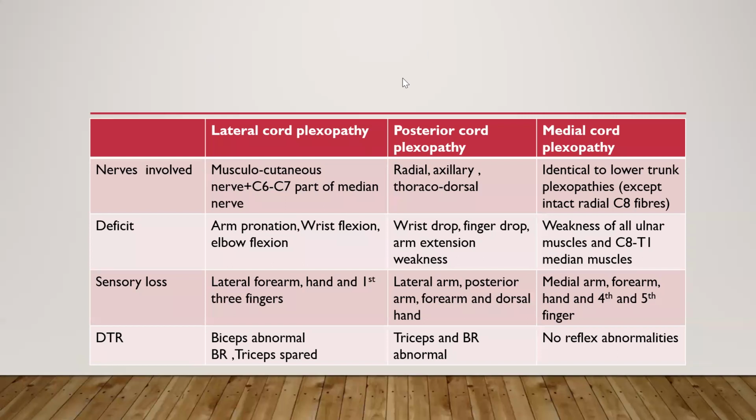One question is asked by Dr. Darshan. The rhomboid is supplied by the dorsal scapular nerve, which is a branch of the upper trunk or root? Root. It is coming from the root.